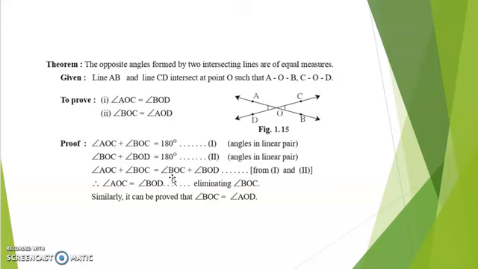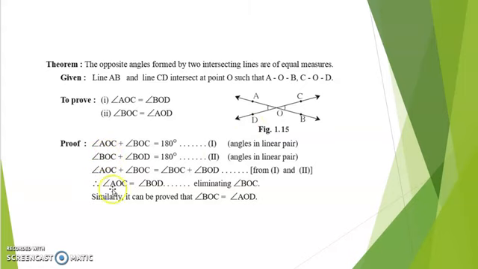So let us begin. This is just for reference as we are starting with proofs. I'm going to explain how to write a direct proof. Theorem: the opposite angles formed by two intersecting lines are of equal measures. Given information: two intersecting lines, line AB and line CD, which intersect at O. We have to prove that angle AOC is equal to angle BOD and angle BOC is equal to angle AOD.